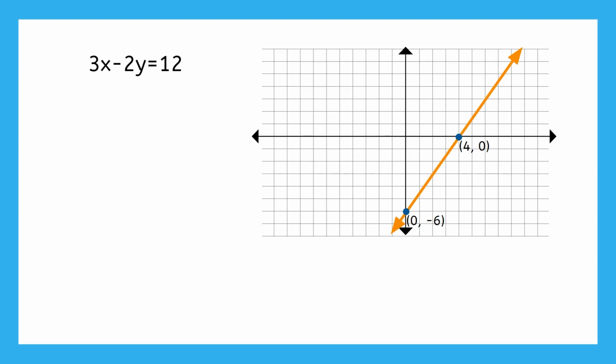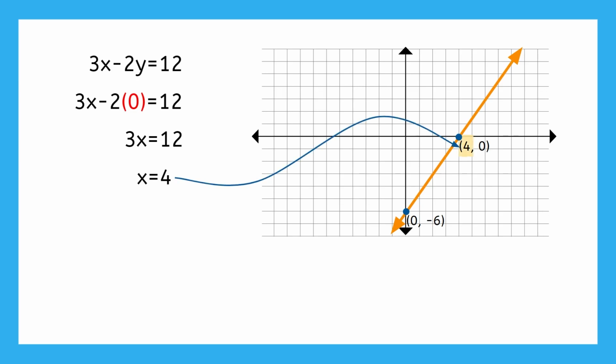Well, we know the x-intercept means that y has to be 0. So if I hadn't already told you what the x-intercept is, couldn't you solve this equation for x to find it? You sure can. 2 times 0 cancels, and we just have 3x equals 12. Dividing by 3 gives us x equals 4. And that's exactly what the x-intercept is here.